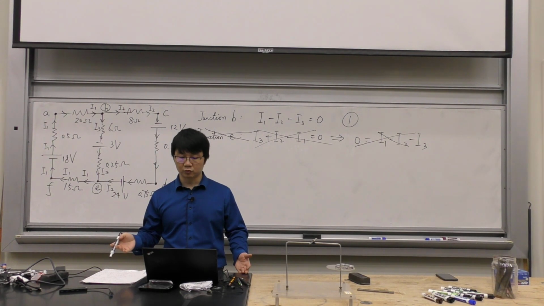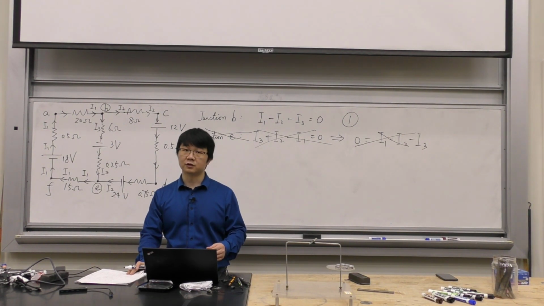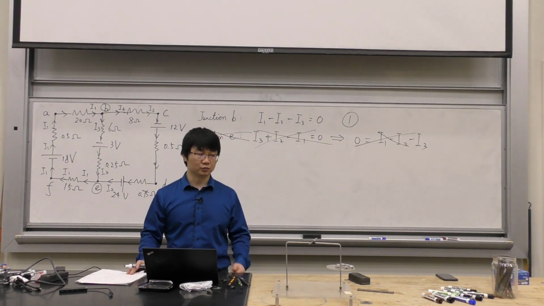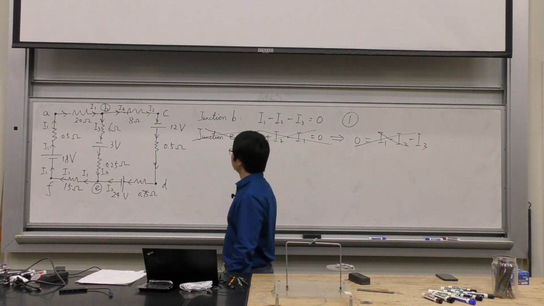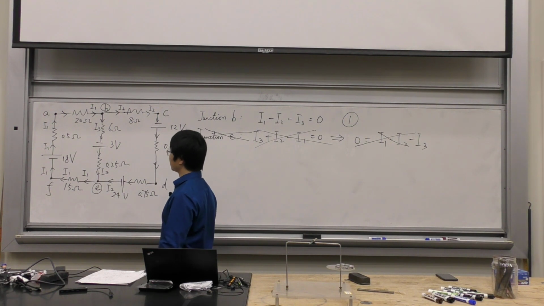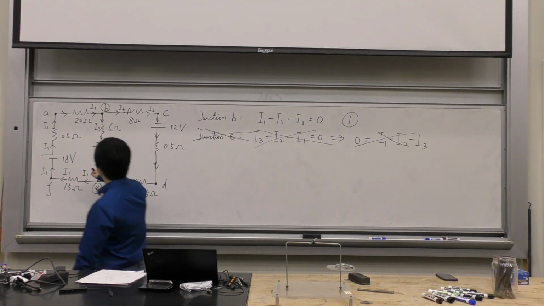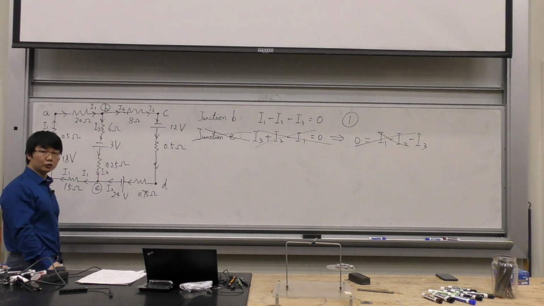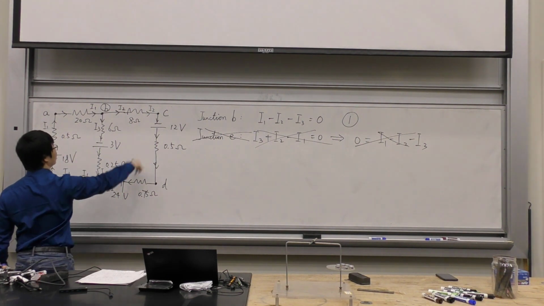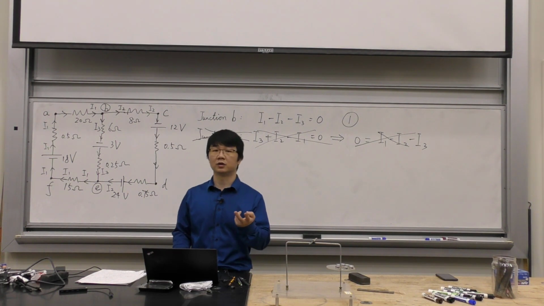I'm going to move on to loop rule. But if I set up Kirchhoff's rules, I always set up junction rule first, because junction rule is easier than loop rule, okay? Now we're going to set up a loop rule. Now let's see. How many loops are there? You're going to pick a loop and set up the loop rule. 1, 2, 3. The big one is also a loop. So you have 3 loops in total in this problem.